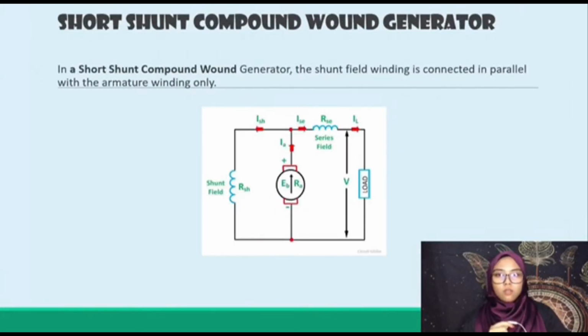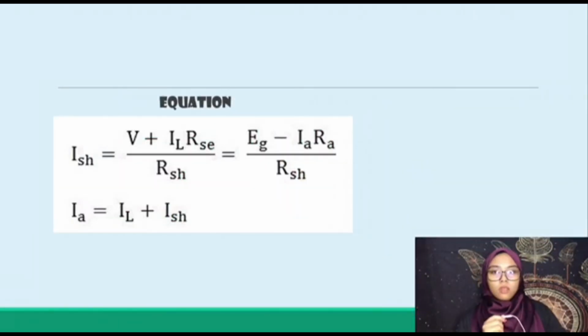In a short shunt compound wound generator, the shunt field winding is connected in parallel with the armature winding only. The connection diagram of a short shunt wound generator is shown below. This is the equation for a short shunt compound wound generator.